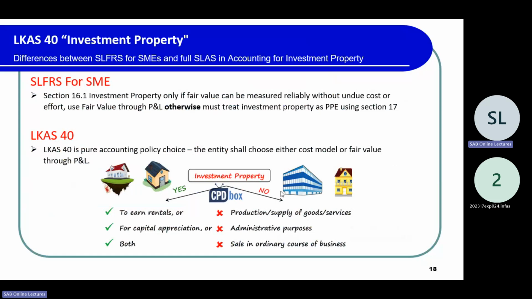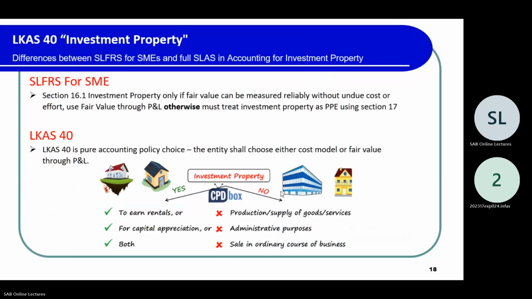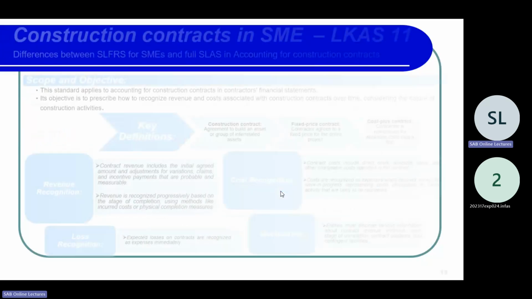Whether we can earn rentals or capital appreciation or both. Otherwise, if it is used for production or supply of goods or services and business purpose, it is LKS 16, or if it is for sale in the ordinary course of business, it is LKS 2. Development phase.